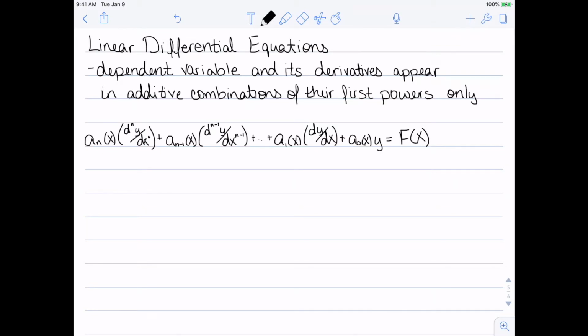So here's the very, very long general form. But the takeaway is we can have as many derivatives as we want. Their coefficients can only depend on x. And the thing on the right-hand side should only depend on x as well. Let's look at some examples.